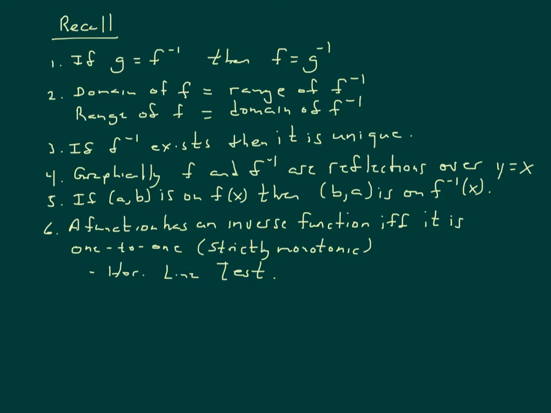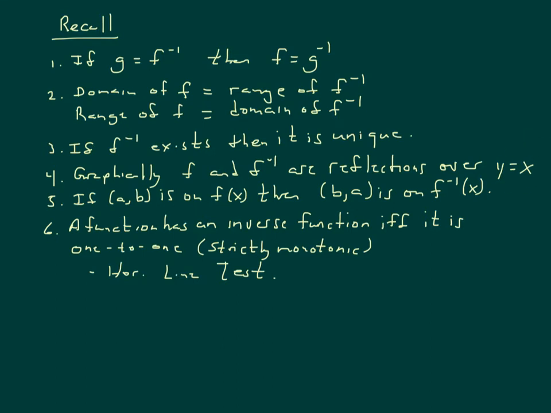Graphically, f and f inverse are going to be reflections over the line y equals x. This is a consequence of the fact that we switched the x and y's. If (a, b) is on f of x, then the point (b, a) is on f inverse. Again, we're switching the x and y's. Because of that, the domain and range switch, and it's also that reflection over y equals x.